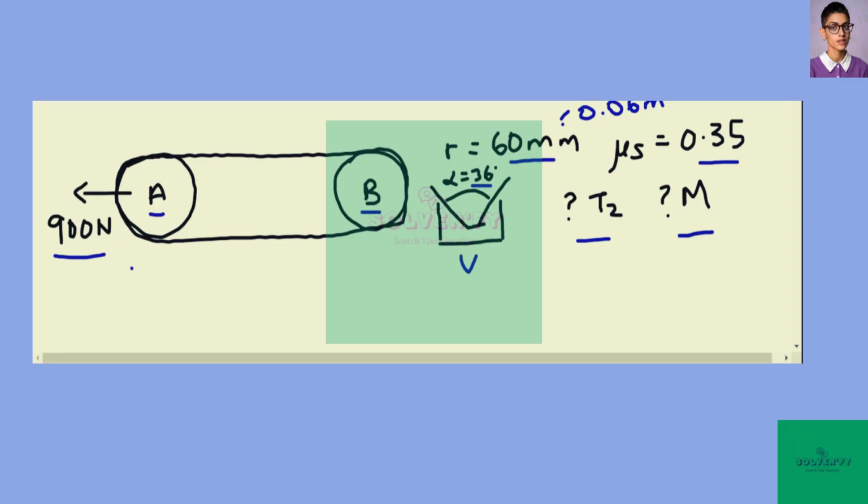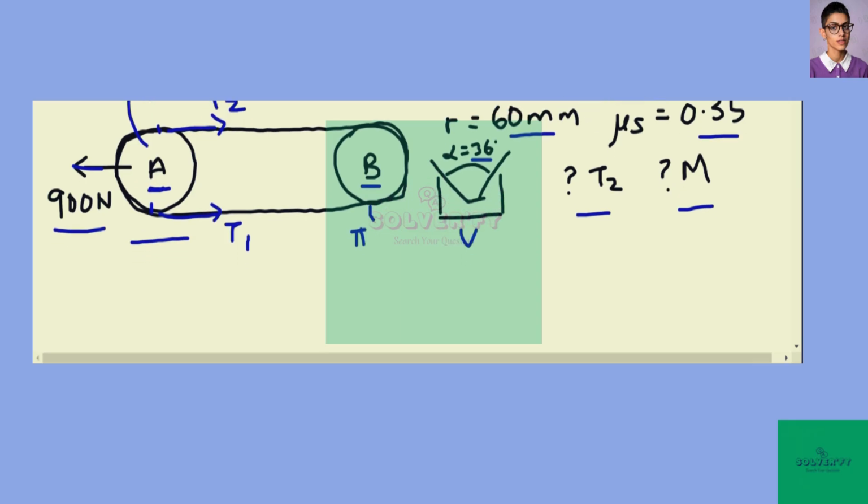So let's start off by looking at pulley A. So we have a 900 Newton force to the left. And let's assume there's a force T2 this way and a force T1 this way. We know the angle between the belt and the center of the pulley is half a turn or pi radians. B is basically exactly the same with the same angle of pi. And so let's just look at pulley A.